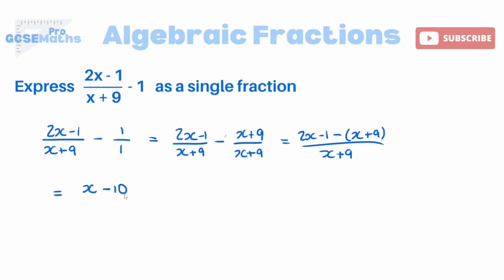Okay? Minus 10, we're not adding the 9, we're taking it away. And then it's over x plus 9. You check, can I simplify this fraction at all? No, there's no common factors between all 4 terms, so that is just it. That's my answer. I've incorporated the 1 as a whole number into that fraction.